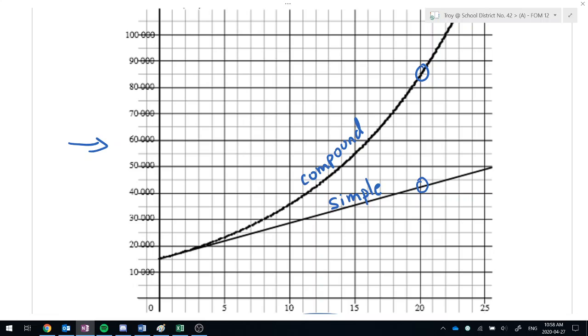So the whole idea behind this exercise was twofold. First, compound interest will pay you more interest over the same period of time because it's exponential. That line curves upwards, so you'll get more. And second, to understand that compound interest, in fact, is exponential. It's exponential growth.